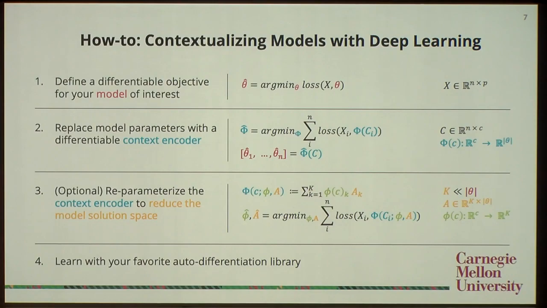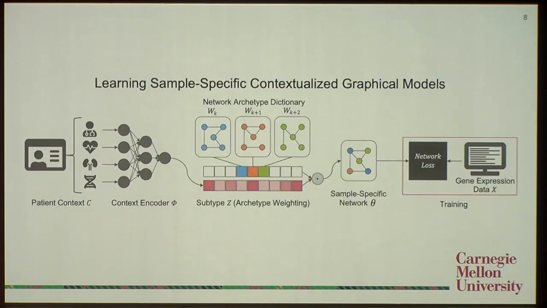So all of this is differentiable, and you plug this into your favorite auto-differentiation library like PyTorch or JAX or TensorFlow and infer context-specific models. So for graphical models, the framework looks something like this.